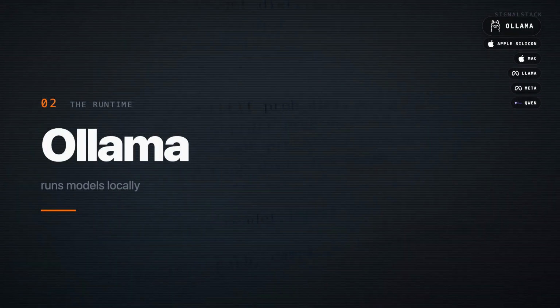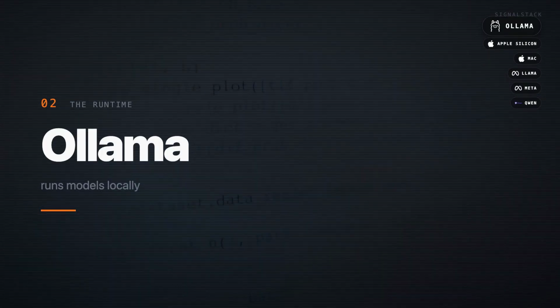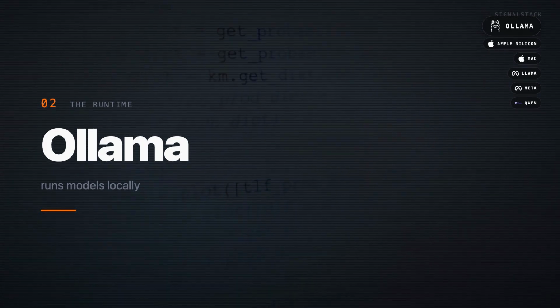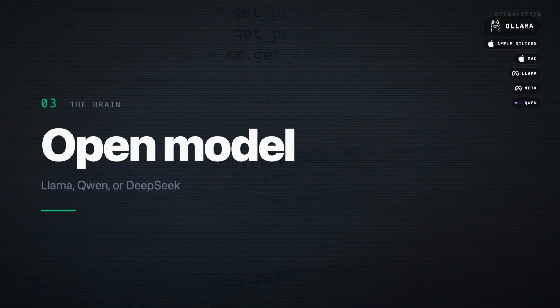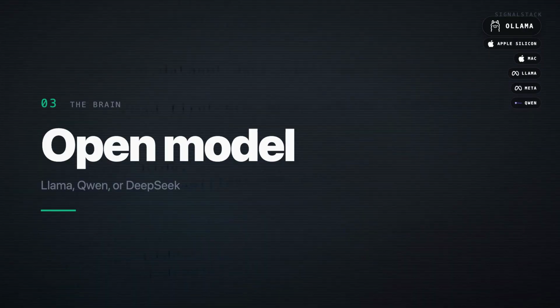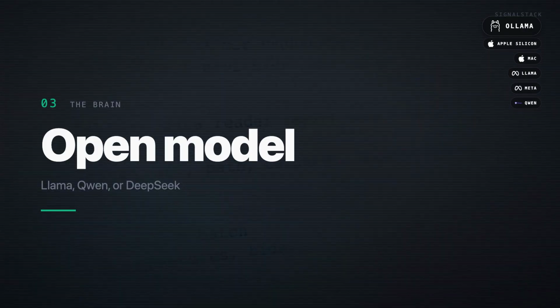And finally, a model. Llama from Meta is the safe default. Qwen from Alibaba is faster on less RAM. DeepSeek is where you go if you want reasoning. You download one once, it gets cached on disk, and that's the entire stack. No cloud, no account, no telemetry.